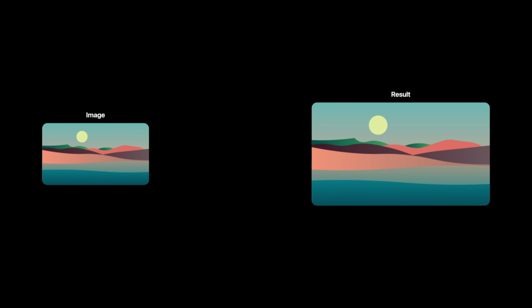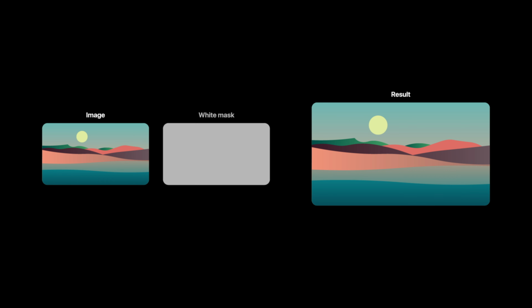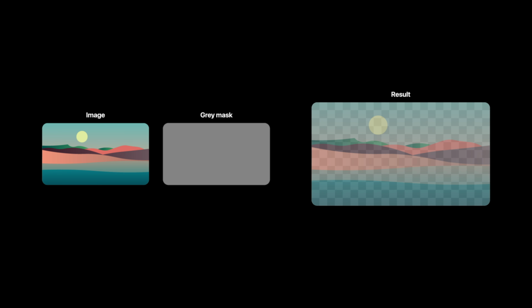So, to quickly recap, layer masks work in grayscale. White areas will be completely visible. Black areas will be completely masked. And gray areas will be partially transparent.